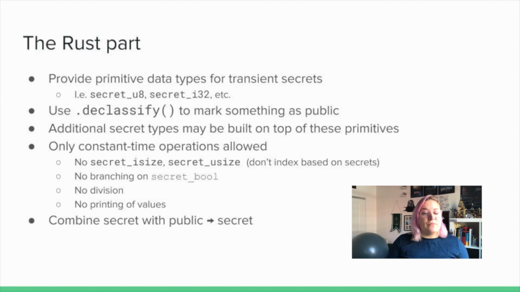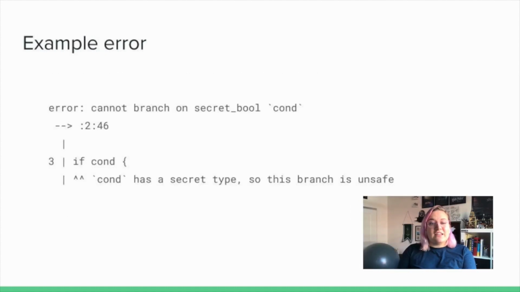So for example, we don't allow indexing based on secrets. We don't allow using a secret bool in an if statement. We don't allow division, which is a non-constant time algorithm. We don't allow printing of secret values. And we say that every time we combine a public value with a secret value, the result is also a secret. To give you an example of how this would work, here's a mock-up error message of what would happen if we broke one of these rules.